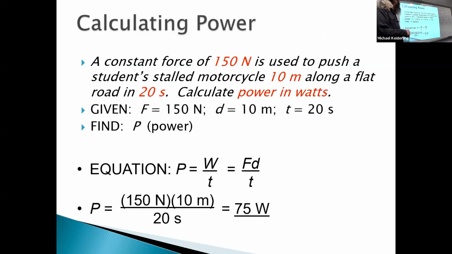So force is 150 newtons, distance is 10 meters, time is 20 seconds. Power is work over time, or force times distance over time. So 150 newtons times 10 meters over 20 seconds. 150 newtons times 10 meters is 1,500 joules, divided by 20 seconds gives us 75 watts.